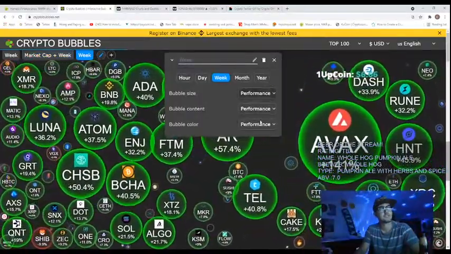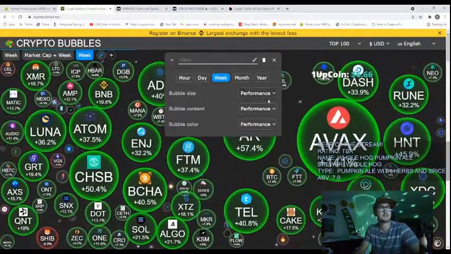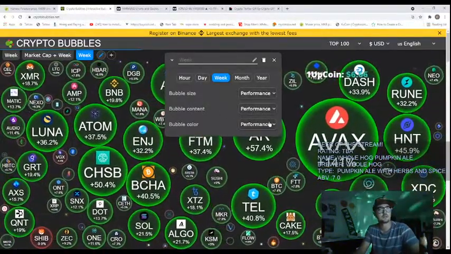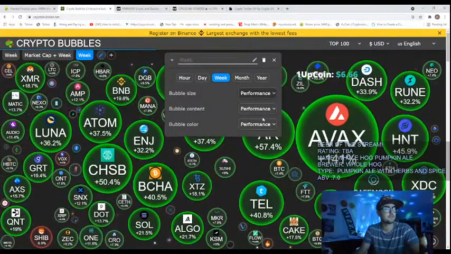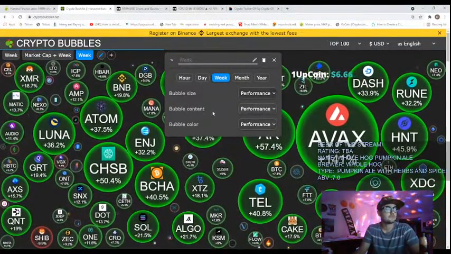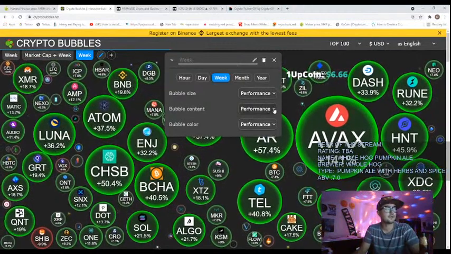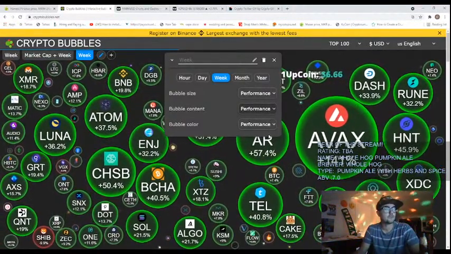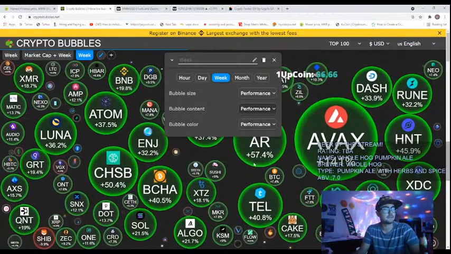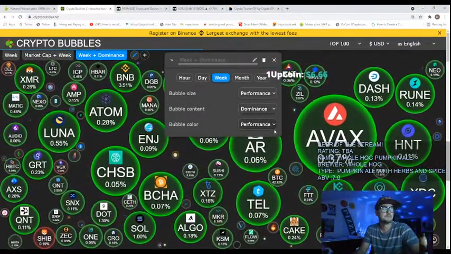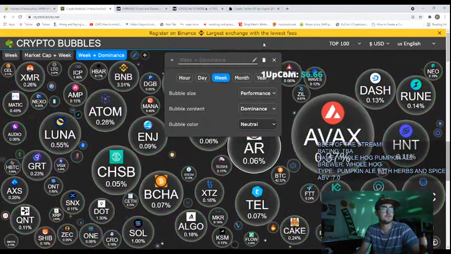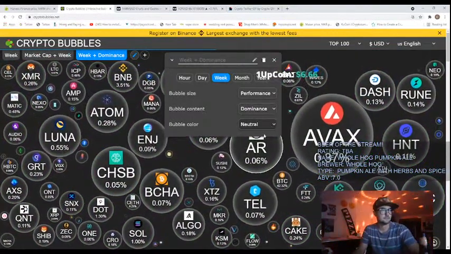Okay, so you can change the bubble size on crypto bubbles. You can change the bubble size to performance, market cap, or 24-hour volume. Same for the bubble content. You get market cap, 24-hour volume, price, rank, name, and dominance. Let's go to dominance. Bubble color, neutral.